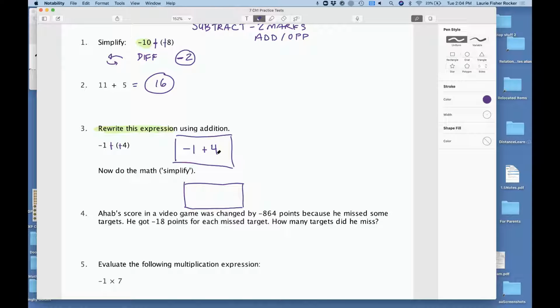-1 plus 4. Okay, so it's a -1 and a +4, so we have different signs, so we find the difference. 4 minus 1 is 3, and the 4 was bigger and it was positive, so it's going to be +3. And so it's asking for 2 different things here. When you see this on Get More Math, it'll actually be 2 different boxes. One of them is writing the addition problem after the 2 marks, and the other one is doing the math.